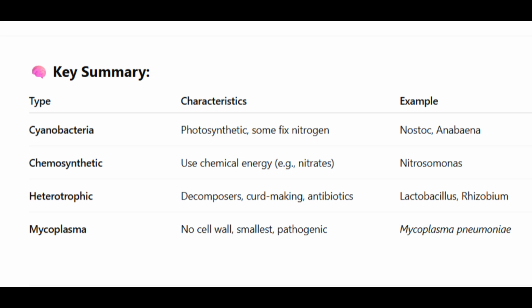Mycoplasma. The unique exception. They stand out because they completely lack a cell wall. This makes them the smallest known living cells. However, this also means many, like Mycoplasma pneumoniae, are significant pathogens in animals and plants. Each type plays a distinct and crucial role in our world.